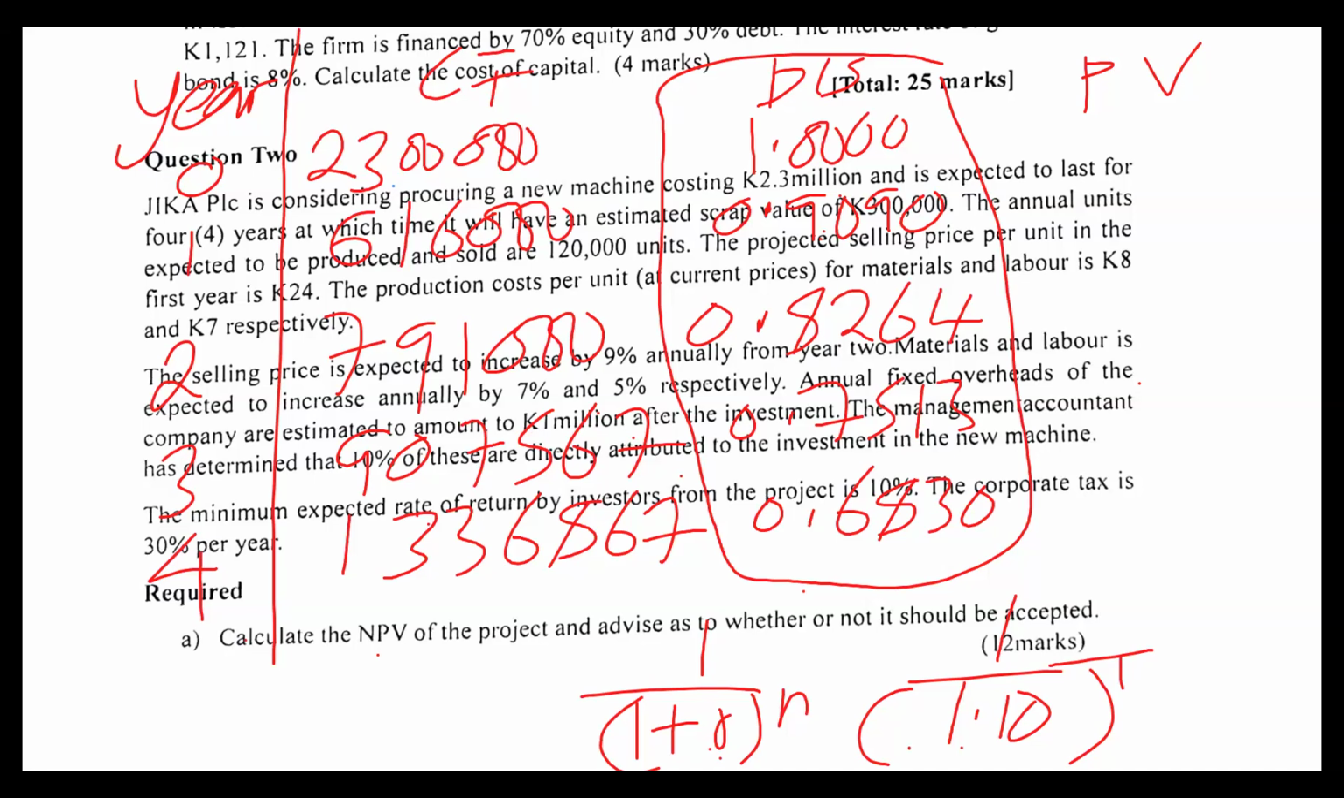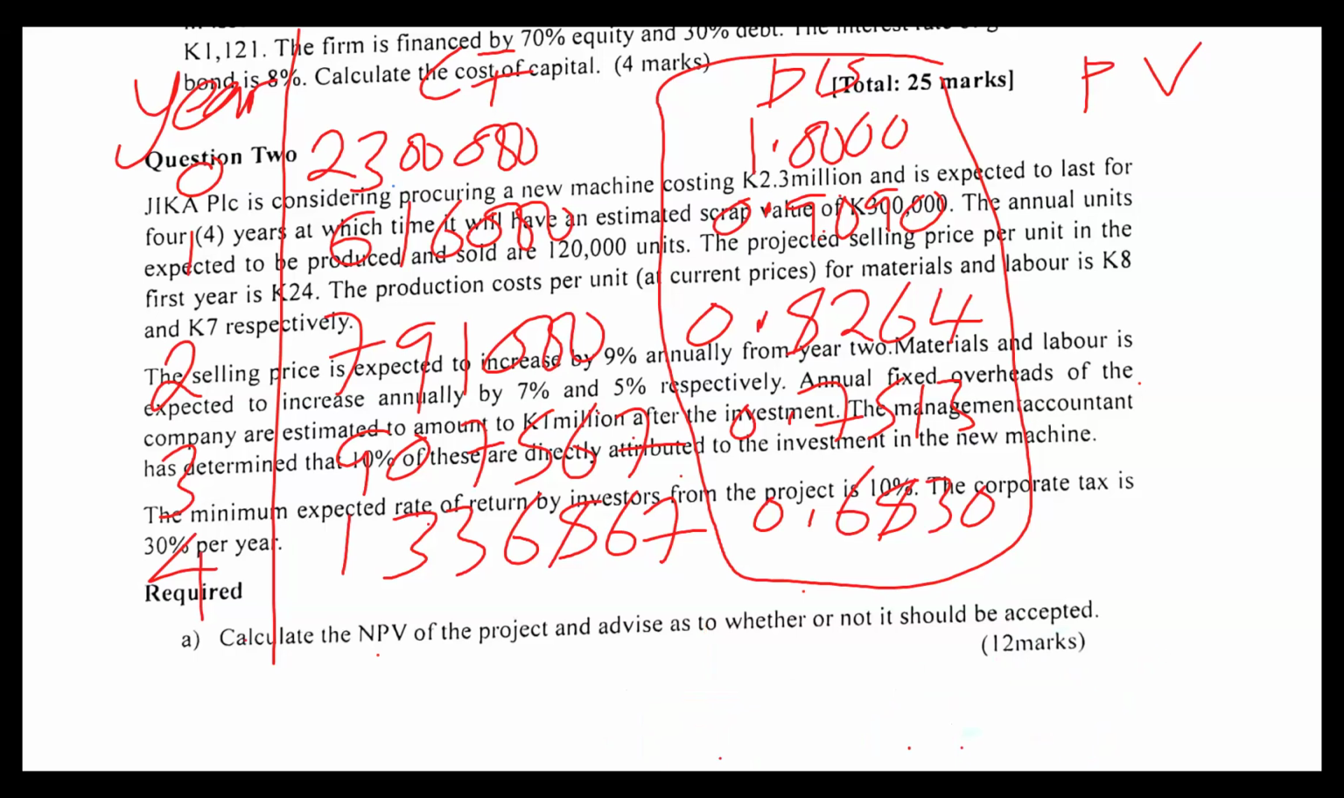Yes, I'm good on that one. What I missed, I think, is where the 10% came from in the question. It says the minimum expected rate of return by investors from the project is 10%. So this is the expected return that they expect, not less than that. So we could use that one as our discounting rate. Okay?